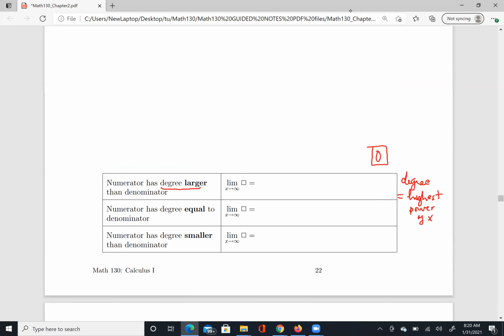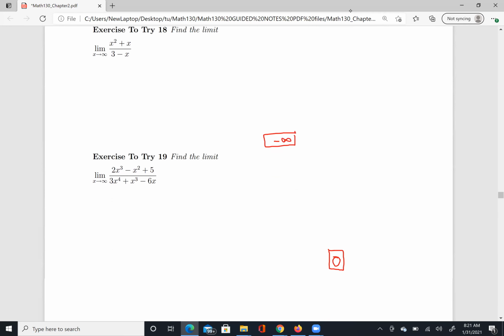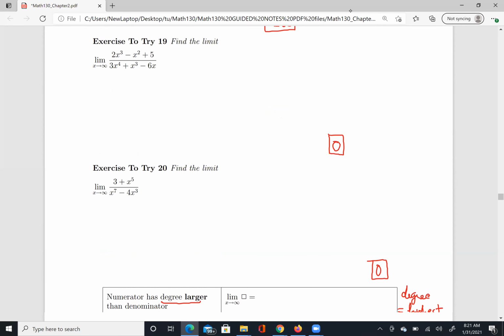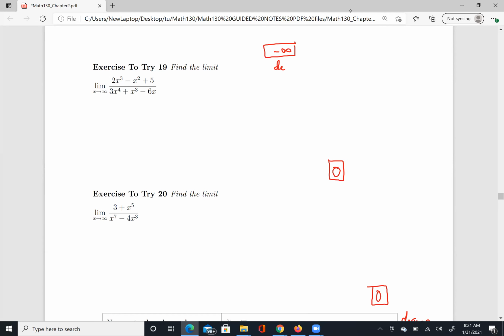So for example, in here, this column number 19, let's move to 19 first. Degree for the top is equal to the highest power at the top. What is that equal to? 3, right? And degree at the bottom is equal to 4. The highest power is 4. See that?